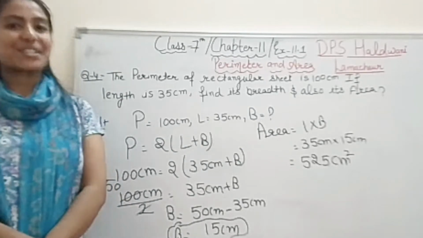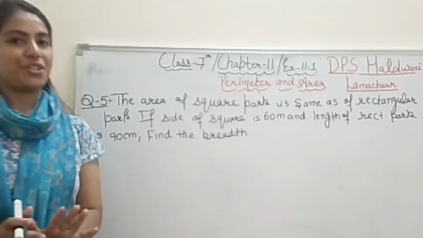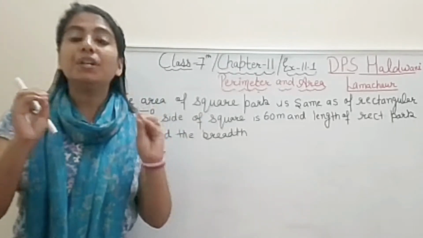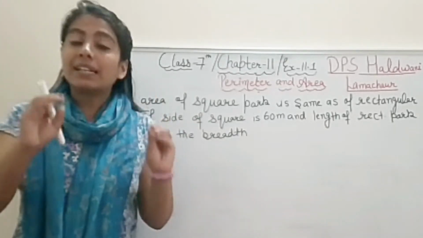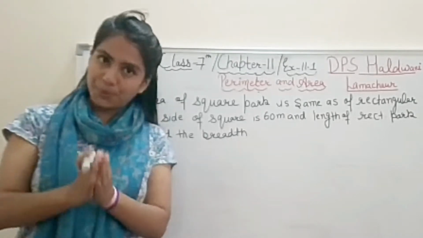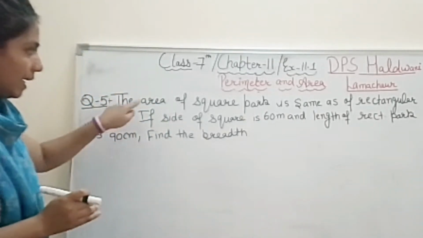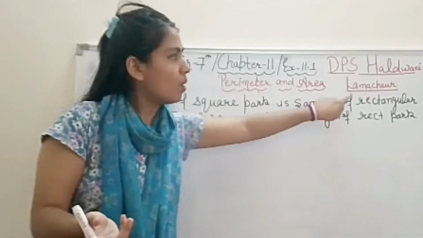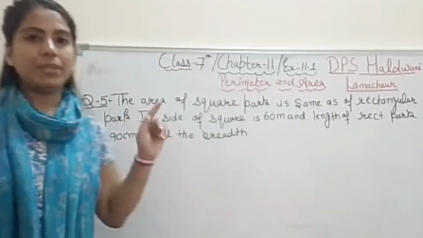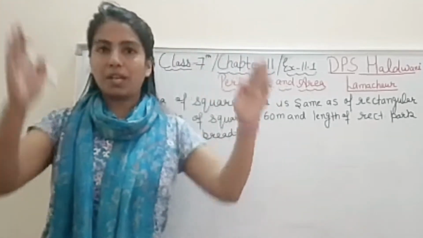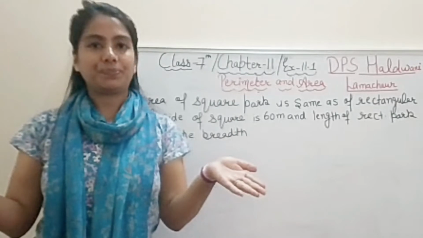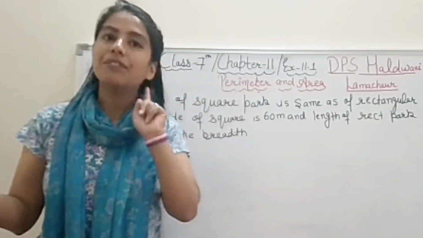Now coming to our next question, question number 5. You need to understand the word problem. What is exactly being asked or given? Okay student, let's start. The area of a square park is the same as that of a rectangular park. It means both the square park and the rectangular park have equal area. This condition is given to you.